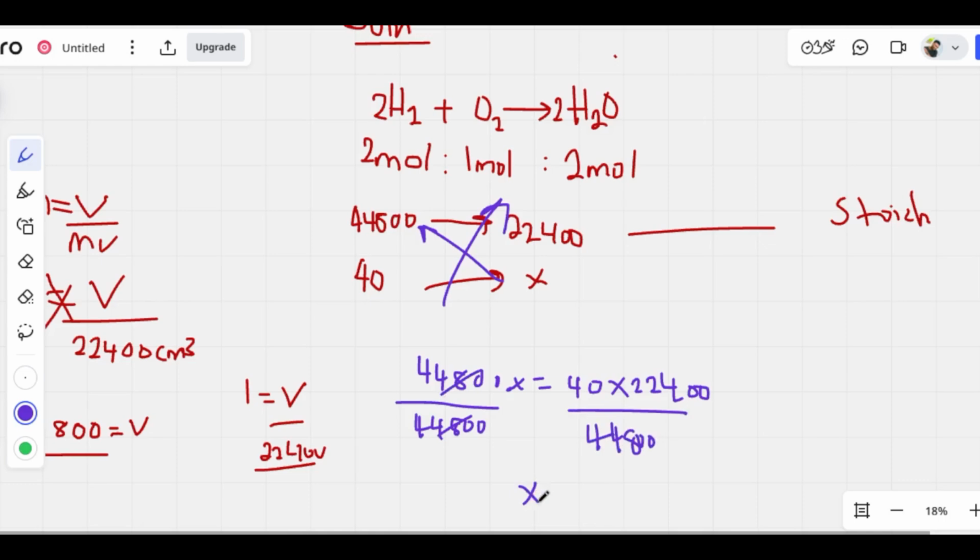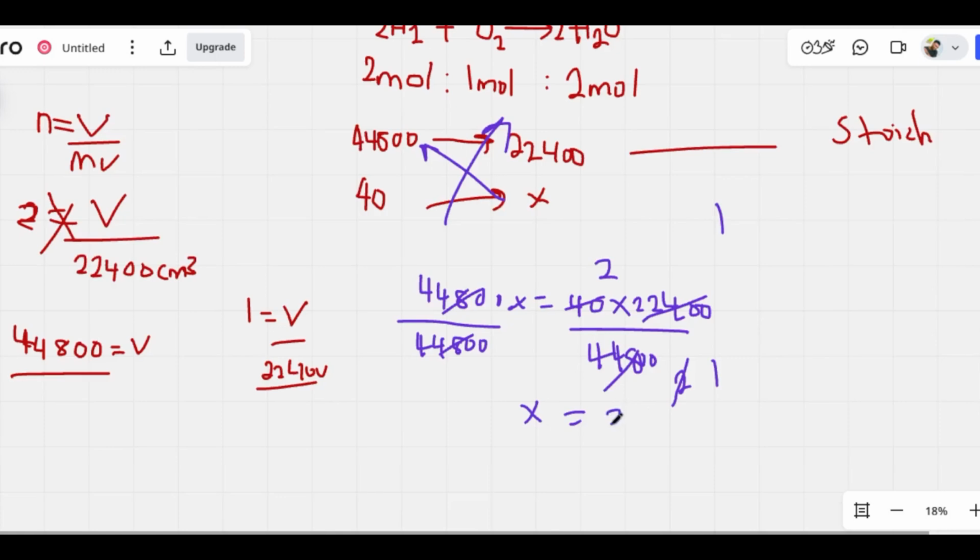So that means your x will be equal to, this 2 here, 2 here, 2 here, 2 here. I mean, this is 2 over 1, 40 divided by 2 is 20. So that would be 20 cm cube of oxygen.